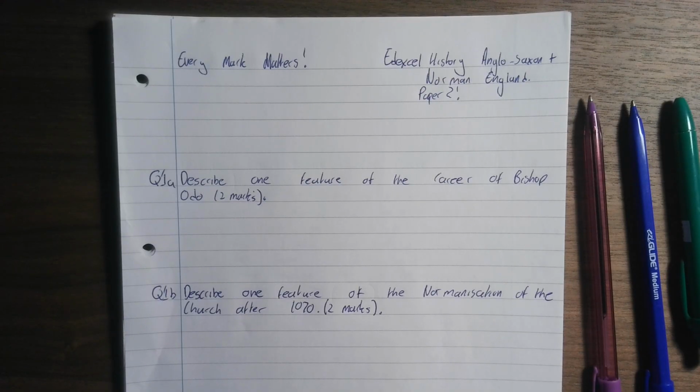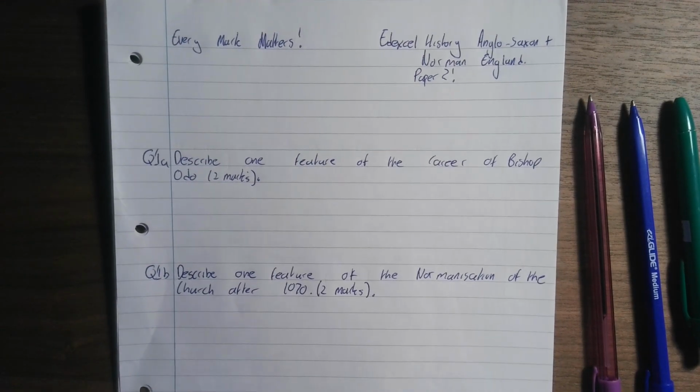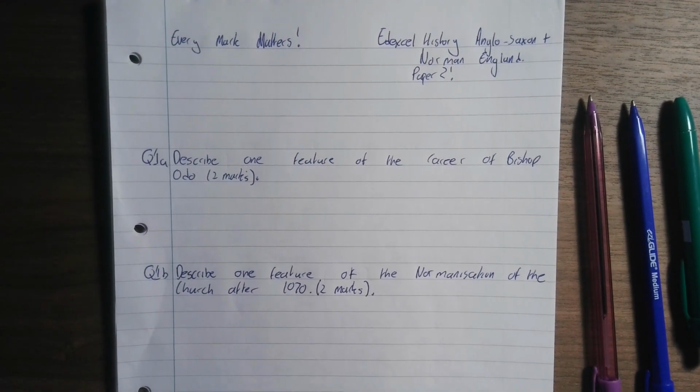Our first 2 questions that I would like to show you are these ones here that you can see on the screen. Describe one feature of the career of Bishop Odo. And then finally, describe one feature of the Normanisation of the church after 1070. I'd like to suggest that you write these down before you answer them, as I'm going to annotate these questions and explain how to answer them, and more importantly, how to get full marks.